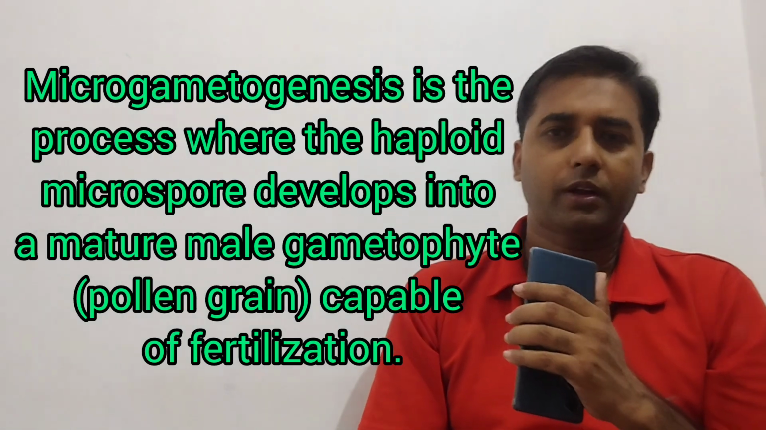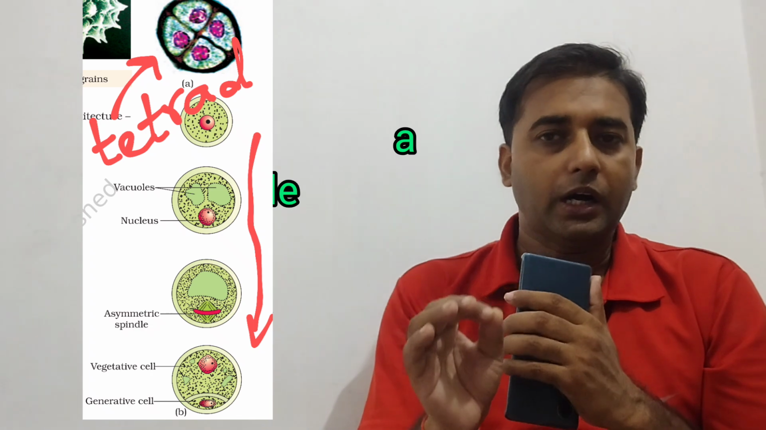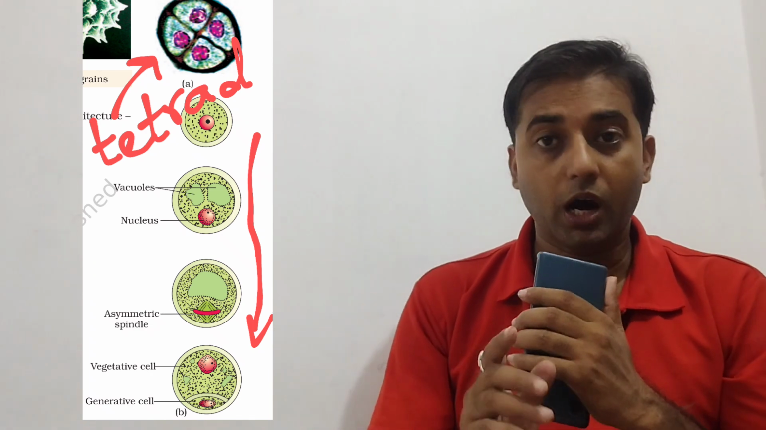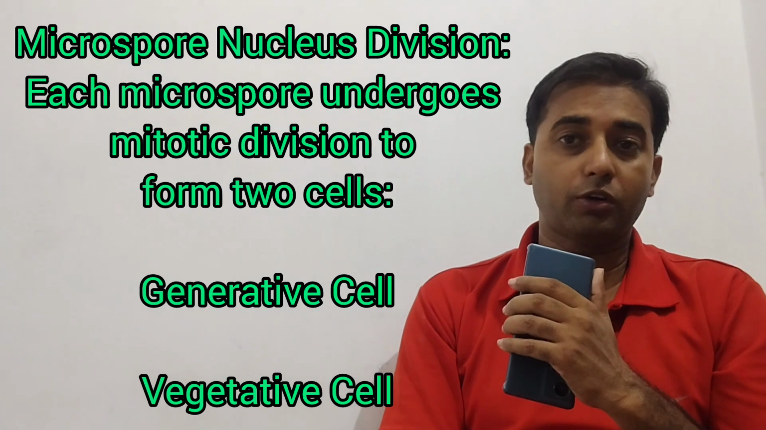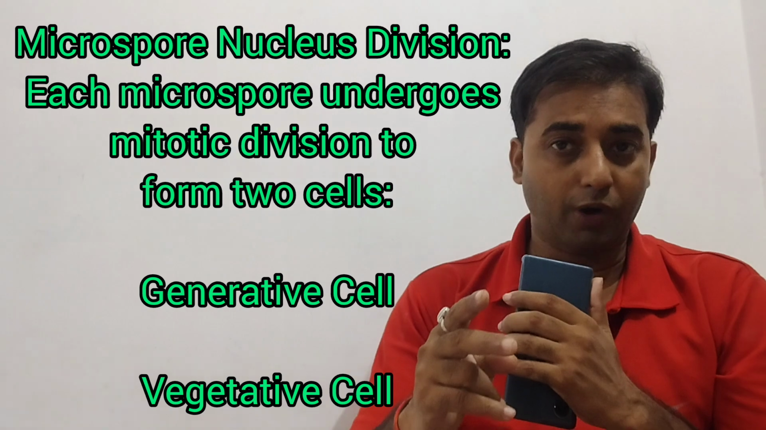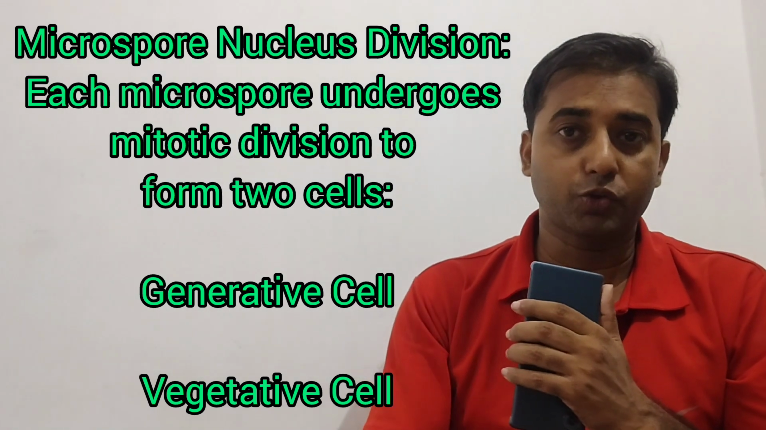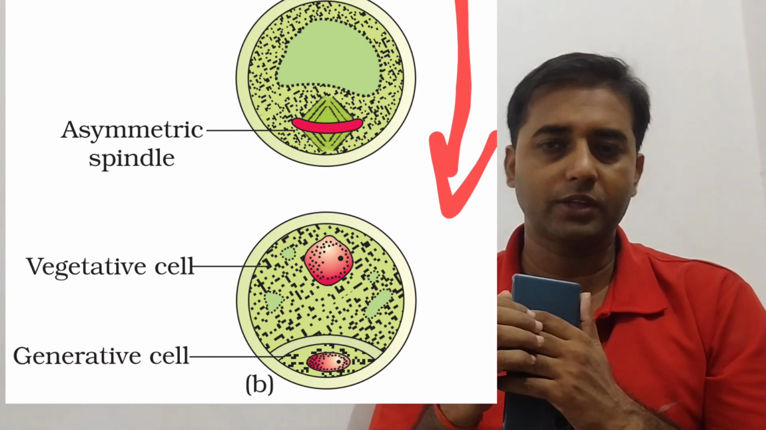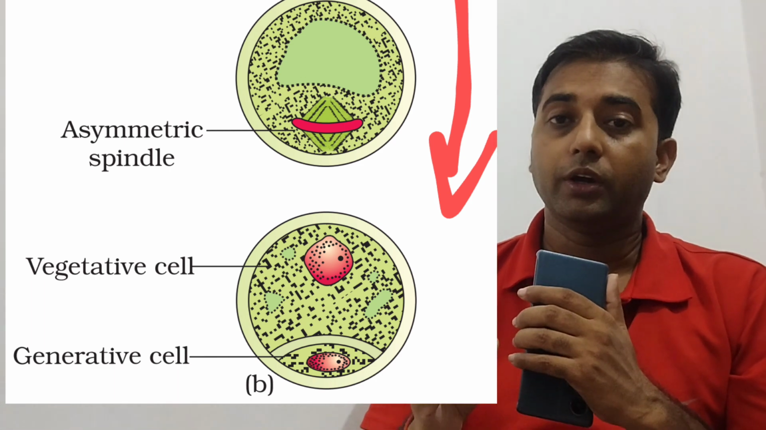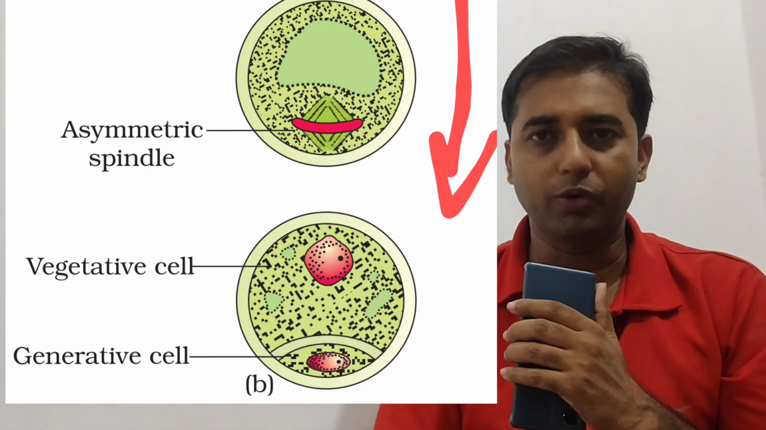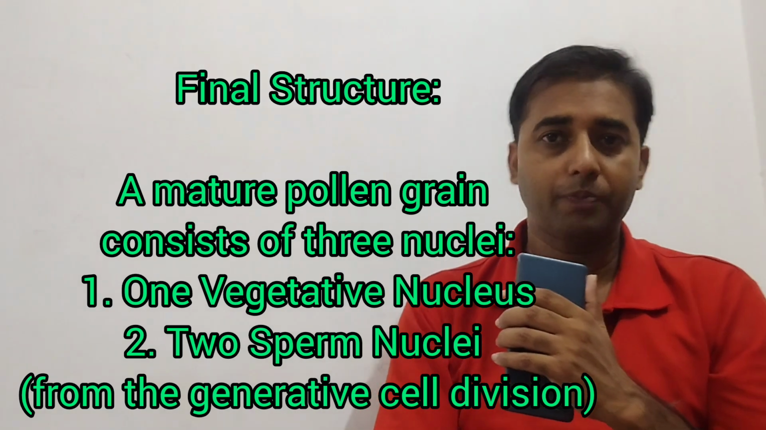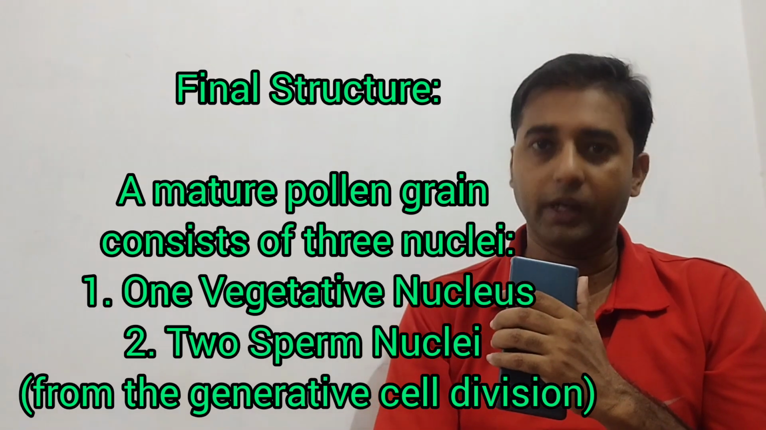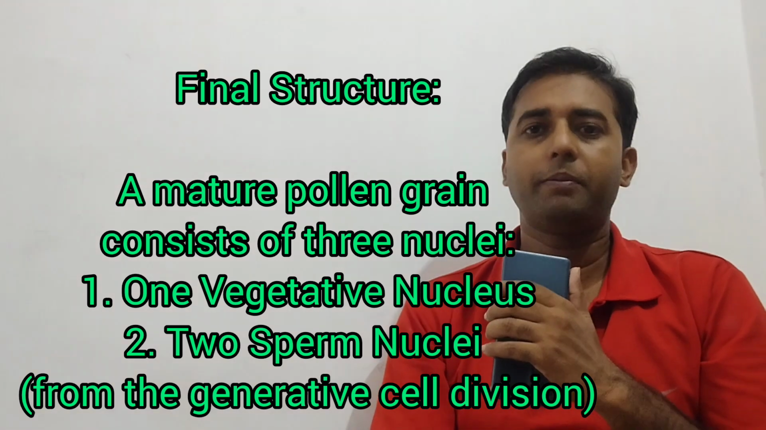After separation, each cell undergoes unsymmetrical mitotic division. Asymmetrical mitotic division. Am I clear? Okay. As a result of which a 2-celled stage is formed in the microspore. The larger or bigger one is known as the vegetative cell having the vegetative nucleus, and the smaller one is known as the generative cell having the generative nucleus. Both cells are haploid since they are formed as a result of meiosis. This is the 2-celled stage of a pollen grain, that is a microspore, and this is called microsporogenesis.